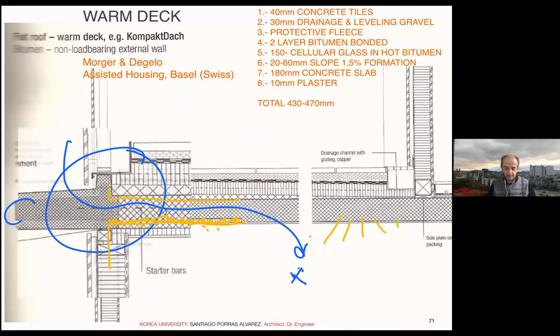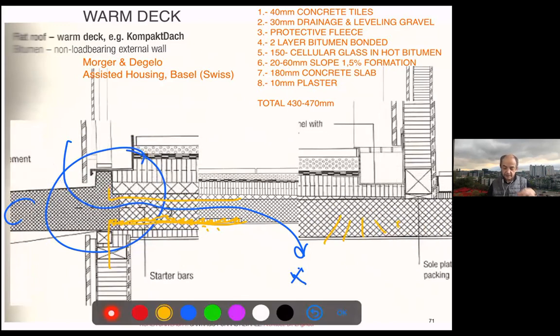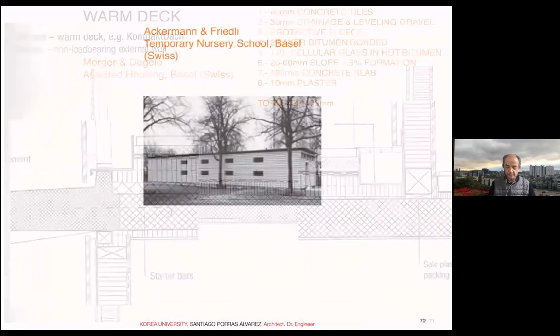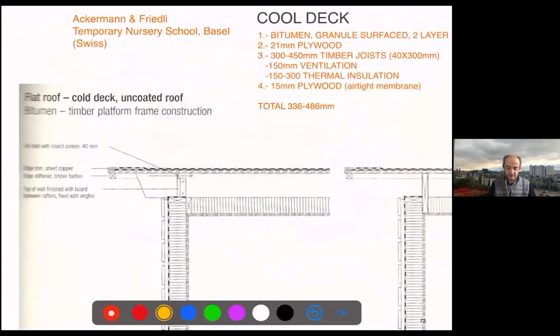Okay, and this is expanded. This is how it is in the handout. And then another case, which is interesting because this is ventilated, so it is a cold deck, but the waterproofing is on the top, and you have a ventilation inside in a timber building. This allows perfect continuity of insulation. That's great. And this is a timber construction, which also helps.